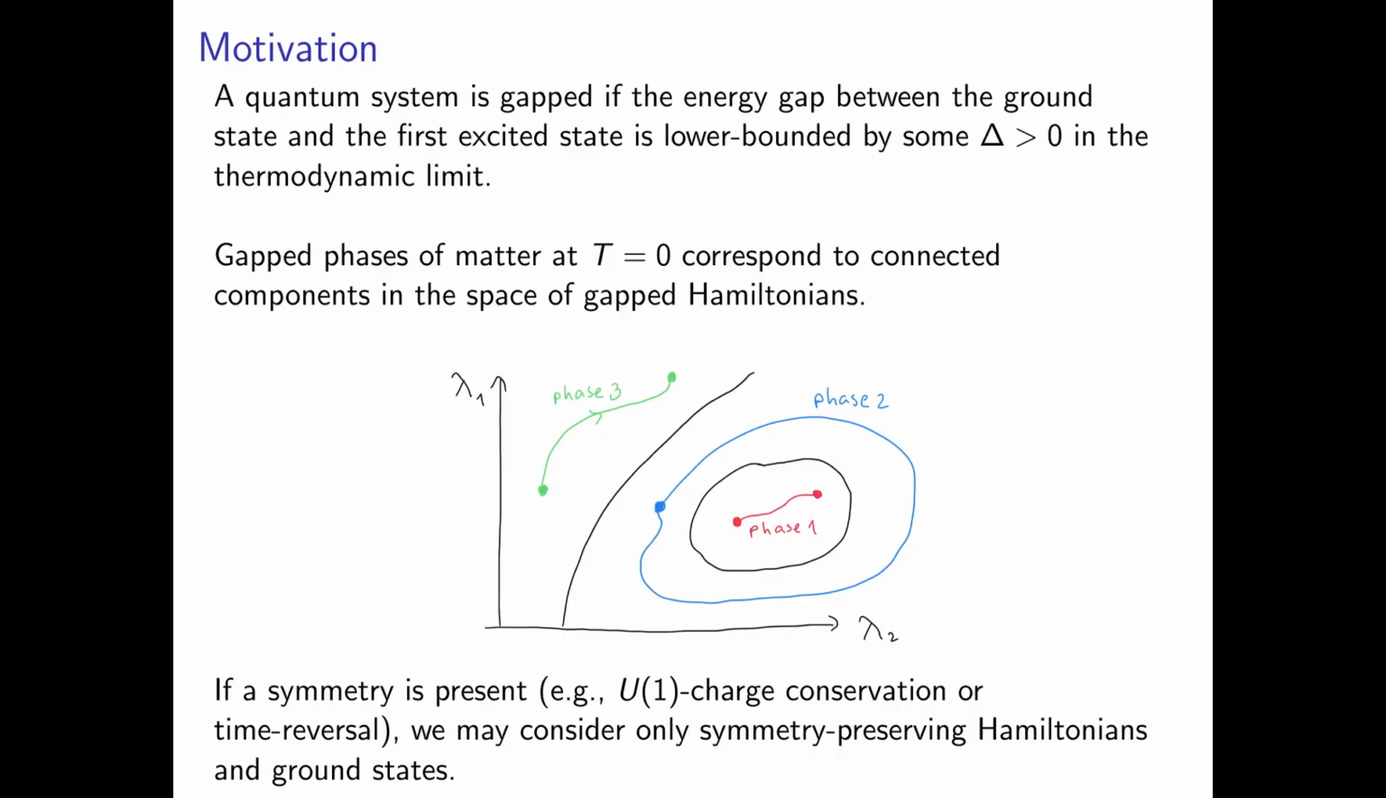And schematically, we can say that gapped phases correspond to connected components in the space of all gapped Hamiltonians, and this picture can schematically represent this space. And of course, there are different flavors of the game. We can consider Hamiltonians with ground states that preserve some symmetry, for example, charge conservation or time reversal. But in this talk, I will be mostly focused on systems without any symmetries at all.